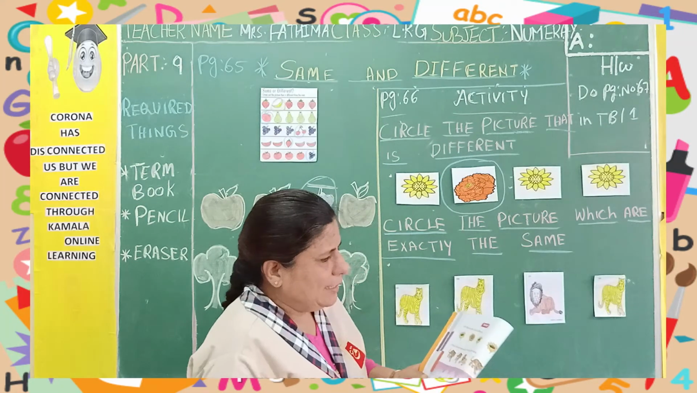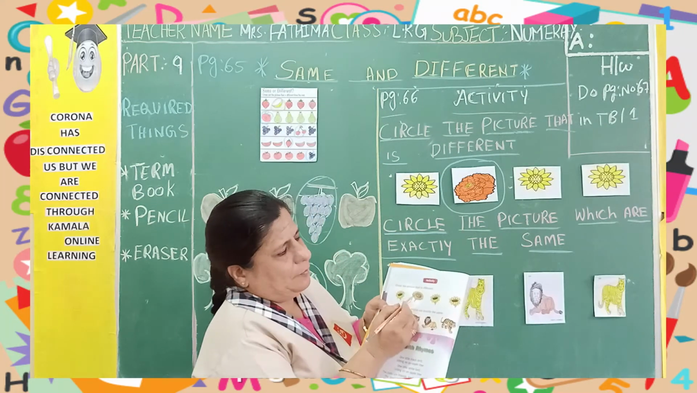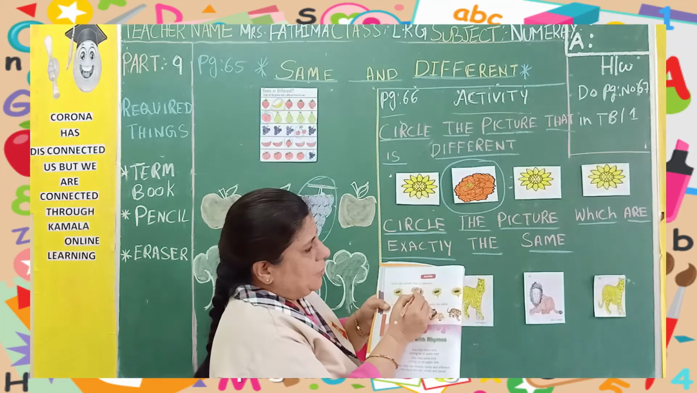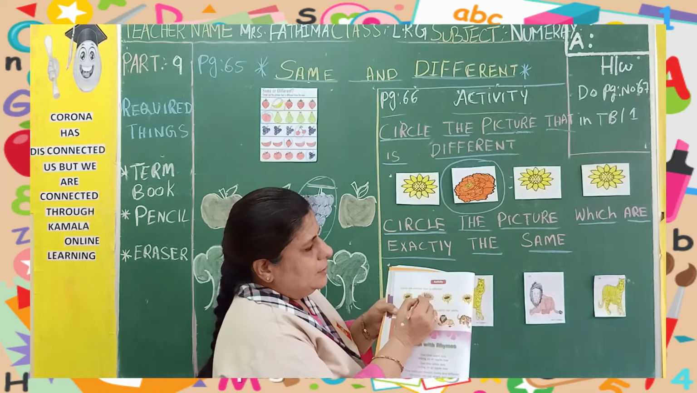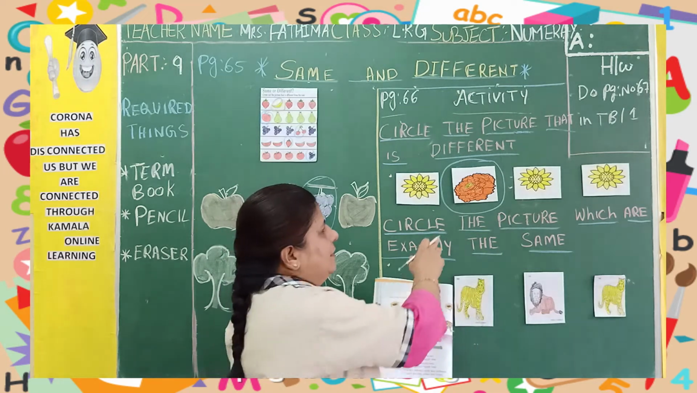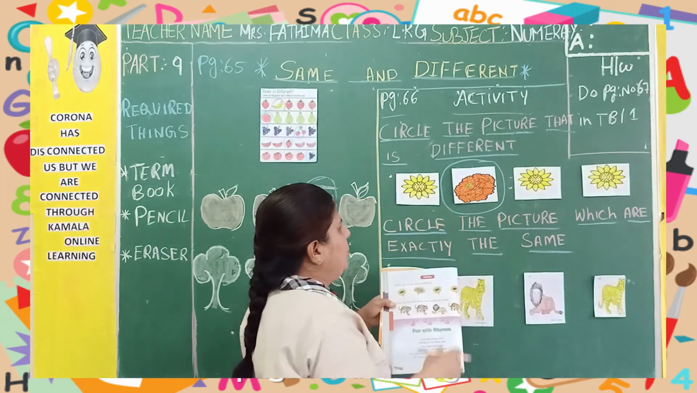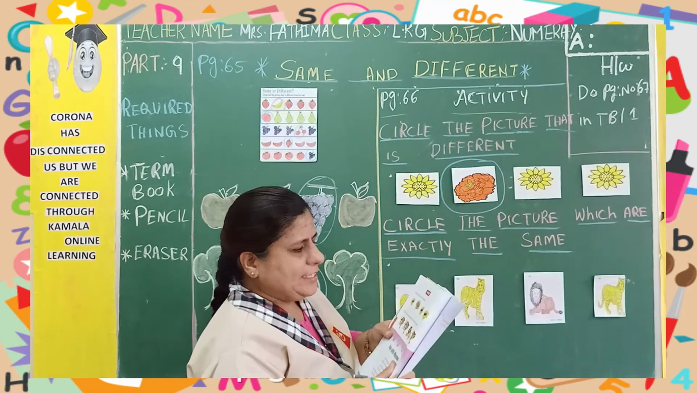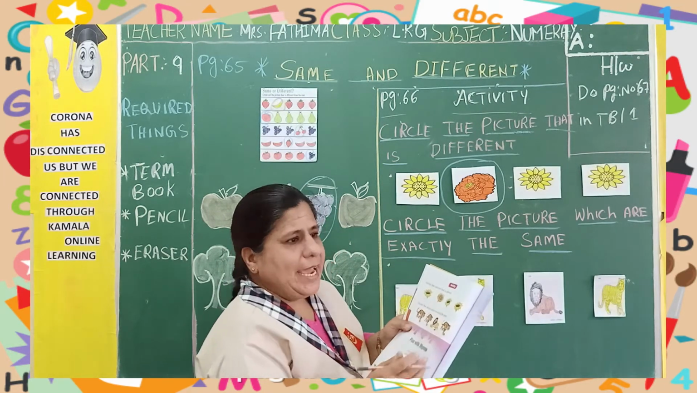Catch the pencil and circle this marigold flower. Circle like this, right? Circle this one. Circle this. This is a different flower now. Circle the picture.